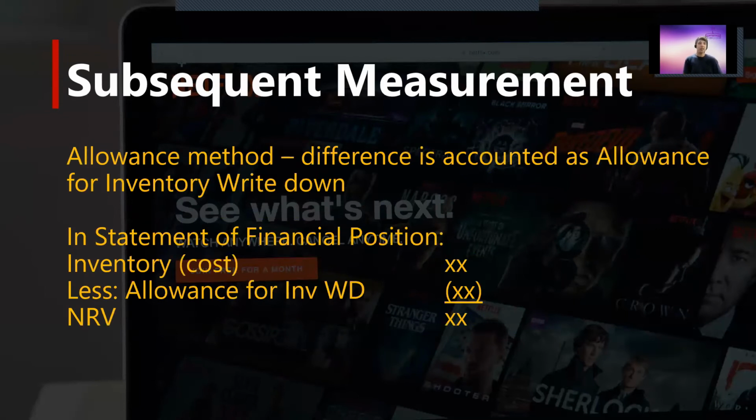Okay, of course, once we have completed all these journal entries and adjusting entries, paano ba yung presentation naman doon sa statement of financial position or simply your balance sheet, no? Of course, inventory would be recorded at cost, and then less allowance for inventory write-down. That's why this allowance for inventory write-down is a contra asset account, no? So you have to deduct this in order for you to calculate the net realizable value.